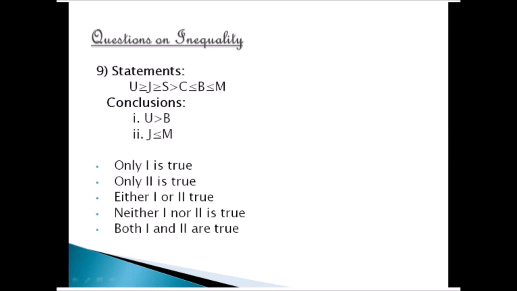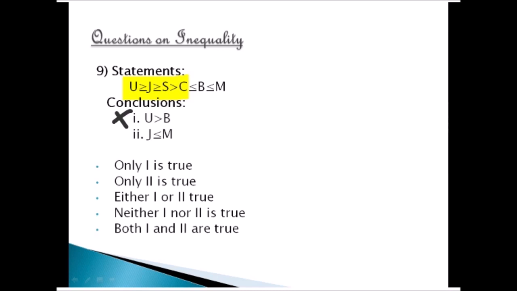So here is question number 9. In question number 9, conclusion first says U to B. So my starting point is U and destination is B. I can move from U to J, J to S, S to C. I can move till C, but from C cannot move towards B. So there is no path so that I can travel from U to B. So my first conclusion is false.